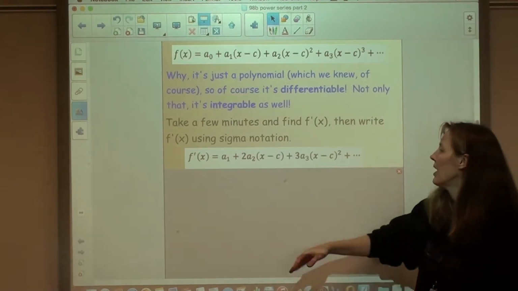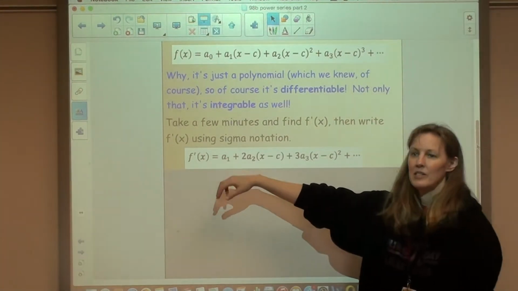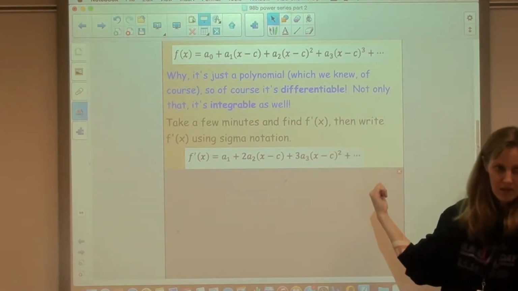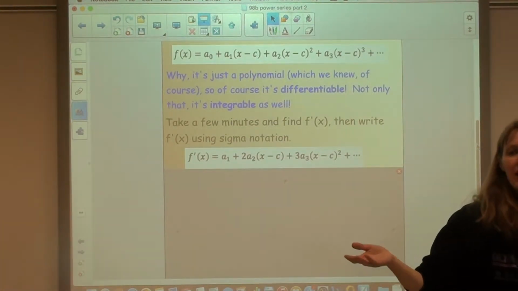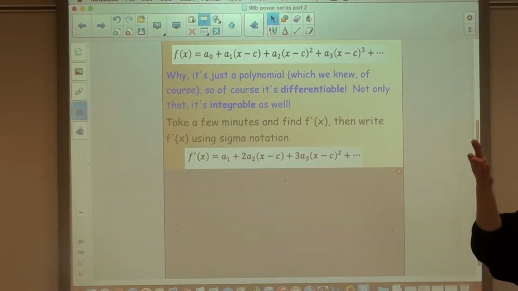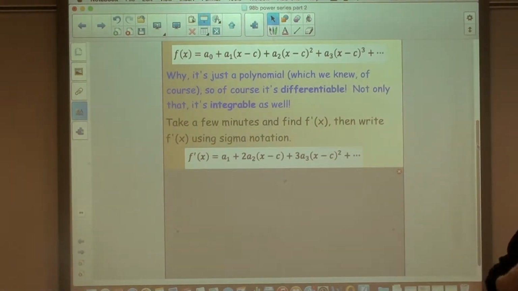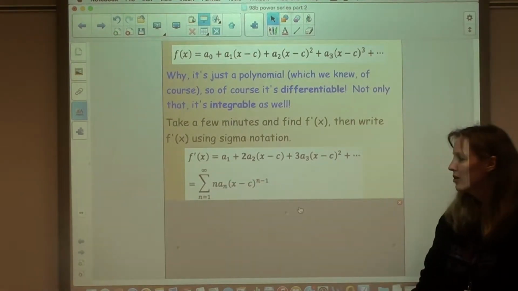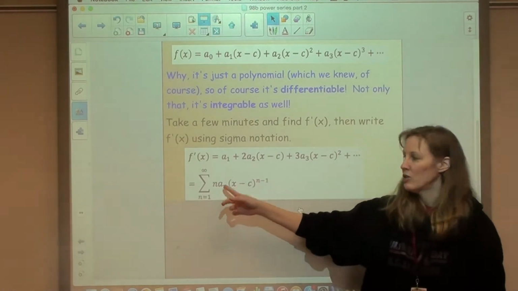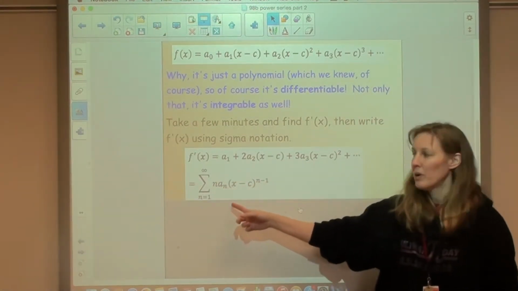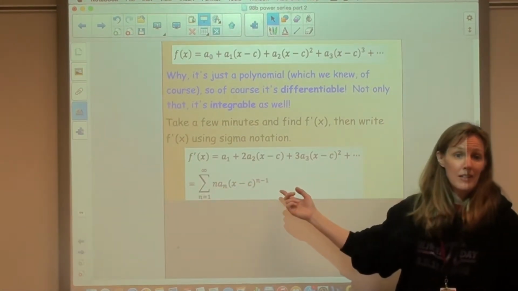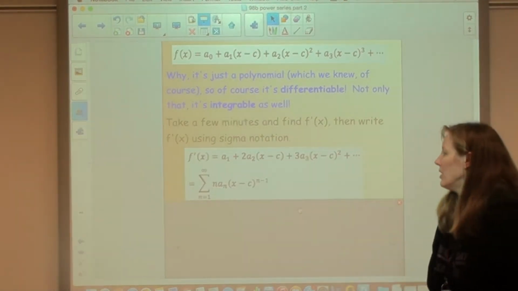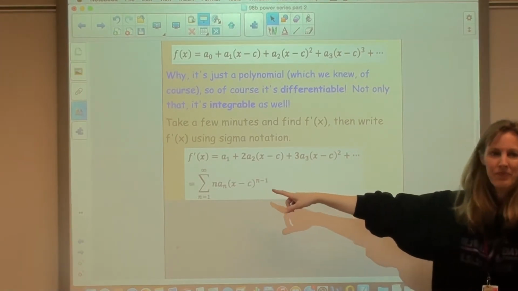And then the last thing we have: x minus c to the 0, x minus c to the first, x minus c to the second, x minus c to the third. So in general, you've got x minus c to the n minus 1. Yes, very good. You could also start with 0 and do n plus 1, a sub n plus 1 times x minus c to the n, right? Whatever floats your boat. Any questions on that?